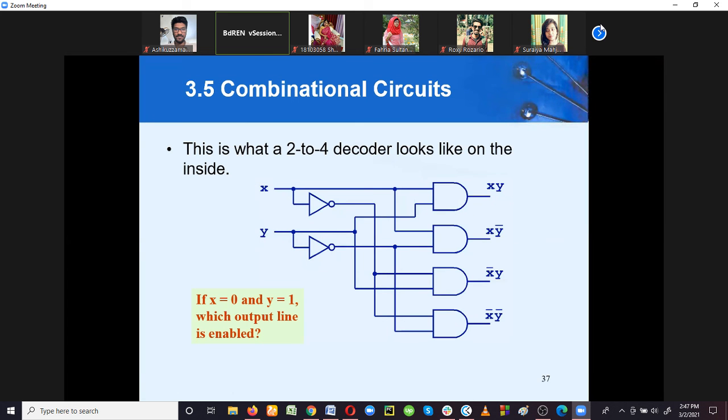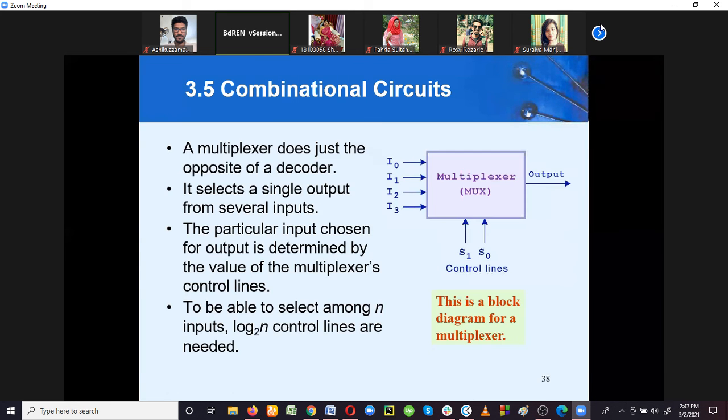Till now we read decoder. Now we are reading multiplexer. So what is a multiplexer? See the block diagram. In the block diagram we can see there are inputs 1, 2, 3, 4 and 1 output and another 2 extra lines, that is the control line.